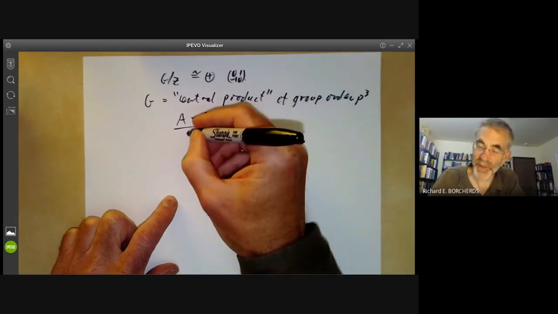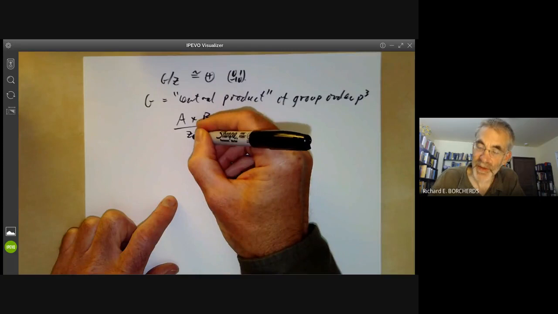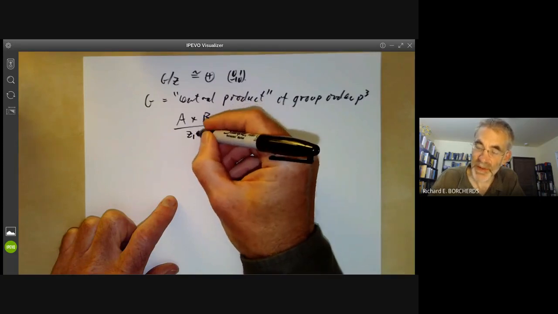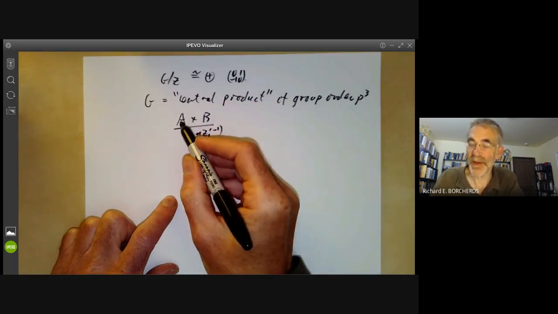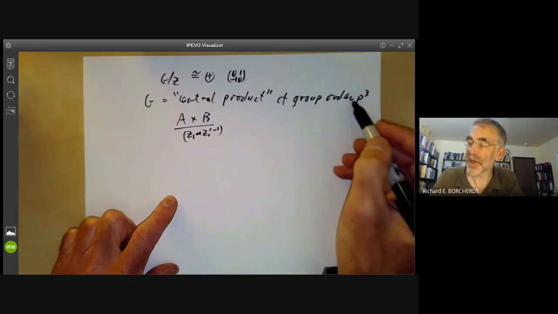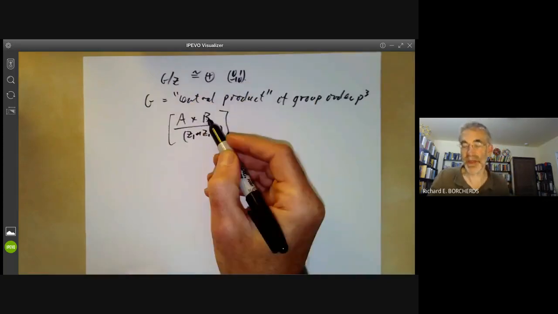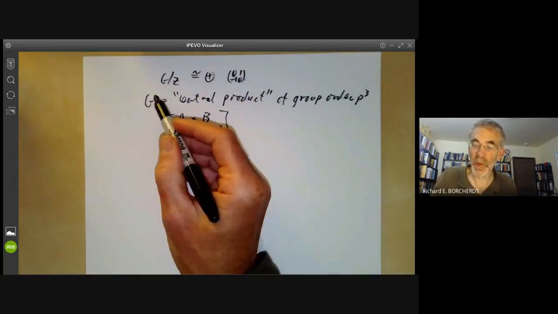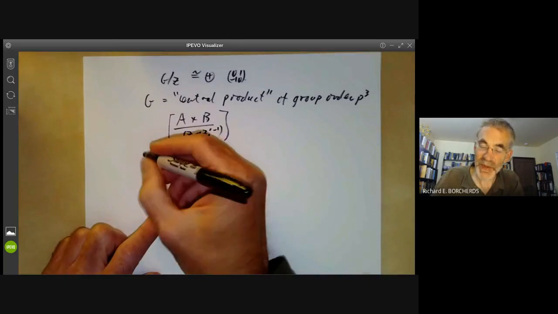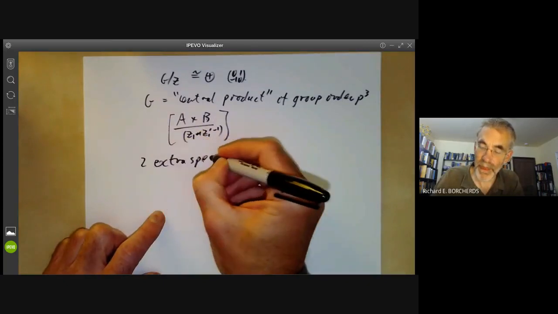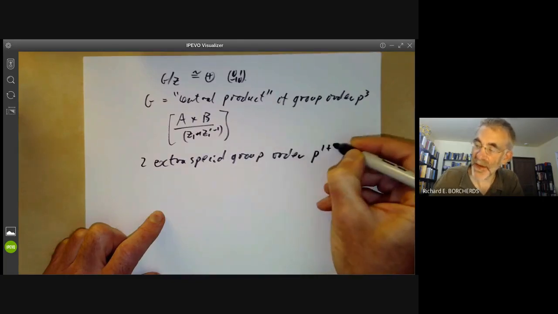So you quotient out by things of the form z, z' inverse, where we're given an isomorphism between the center of A and the center of B. Well, groups of order p cubed all have center equal to Z, so you can identify the centers. And so by taking the product and taking a suitable quotient of the center, you can construct all extra special groups from the groups of order p cubed. It turns out we get two extra special groups of order p to the 1 plus 2n.